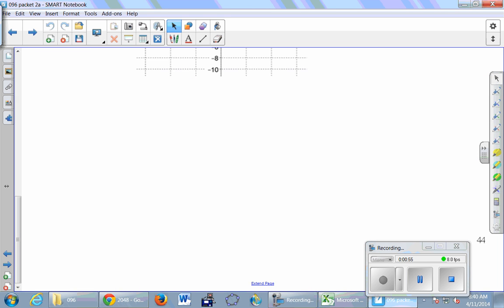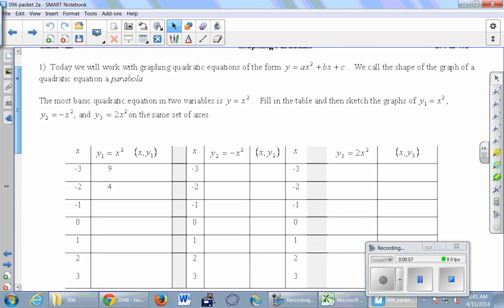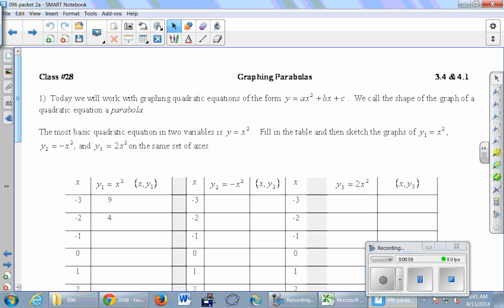Okay, then let's jump up here towards the top of page 44, and we'll begin with number 1. Can we go to Brandon? Yeah, we call the graph a parabola. Let's go to Alex.